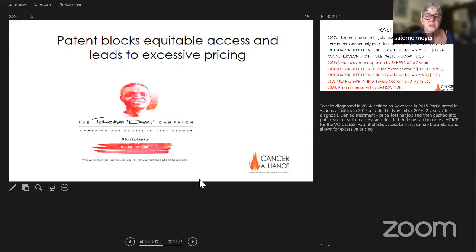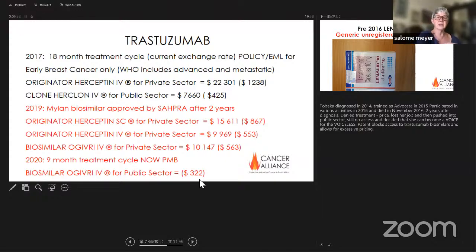And next slide. The next slide will give us the indication of the pricing of Trastuzumab. At first we had the 18-month treatment cycle, and I used the current exchange rate. At that time, the originator price was $22,000 for the 18 months treatment, as opposed to the clone of the same company, which was made available to the public sector, meaning that the private sector had to pay far more than what the public sector paid, because the clone was never made available to the private sector.